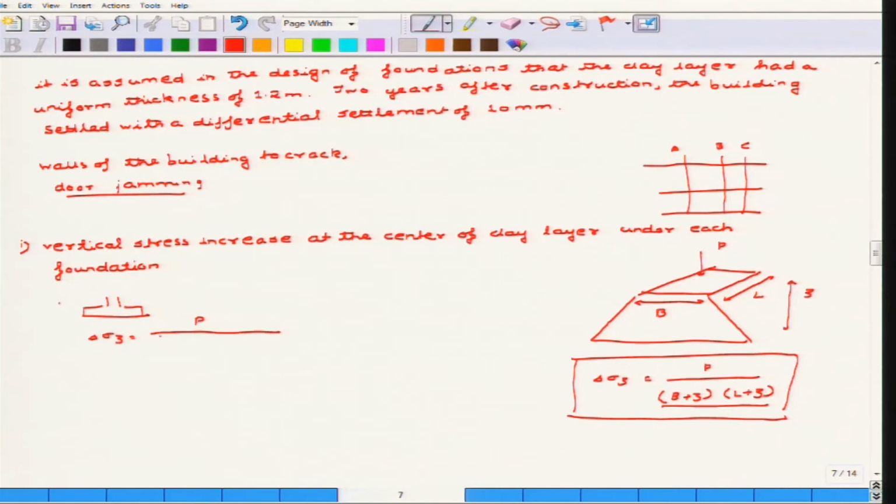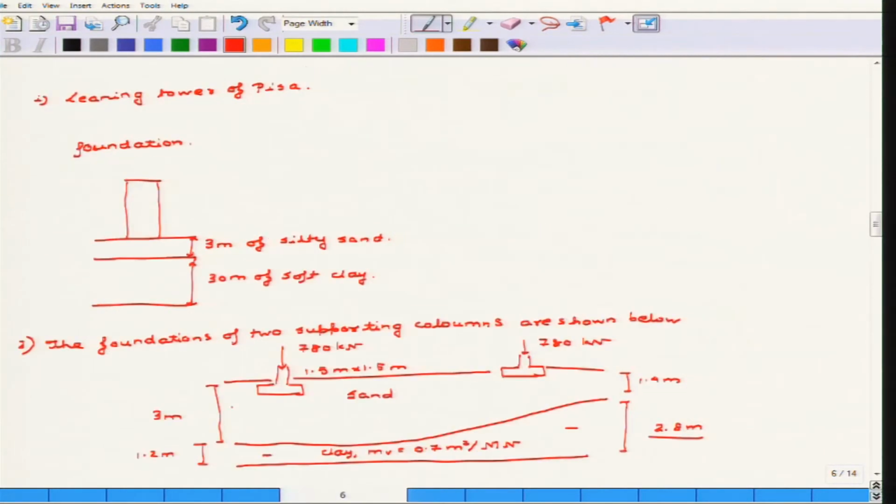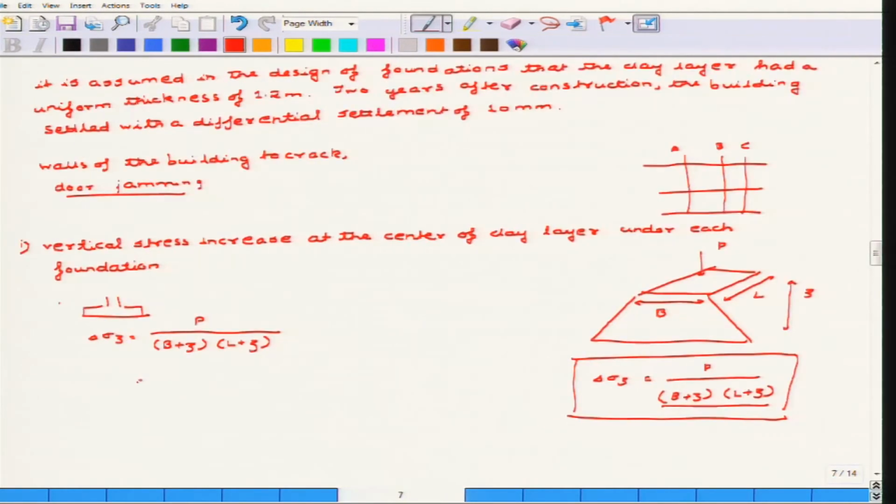So in this case we will use this formula, delta sigma Z is equal to P by (B plus Z) into (L plus Z), where P is the load, B is the width of the footing, and L is the length of the footing. Now obviously B and L are equivalent here, because the footing is a square footing of length and width 1.5 meter into 1.5 meter. So P by (1.5 plus Z) into (1.5 plus Z).